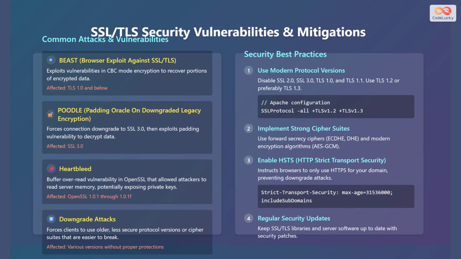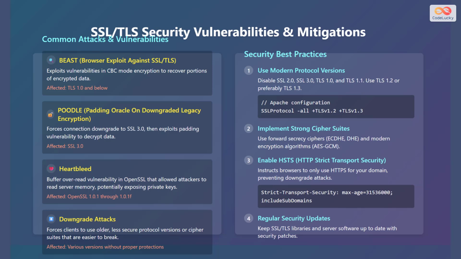To mitigate these risks, follow these security best practices. 1. Use modern protocol versions. Disable SSL 2.0, SSL 3.0, TLS 1.0, and TLS 1.1. Use TLS 1.2 or preferably TLS 1.3. In Apache configuration, this can be achieved by setting the SSLProtocol to -all +TLSv1.2 +TLSv1.3.